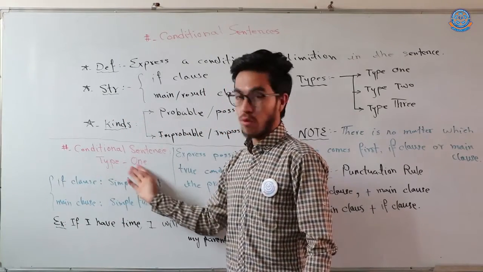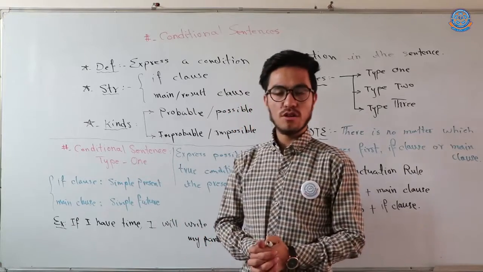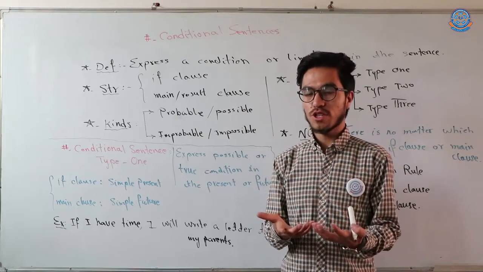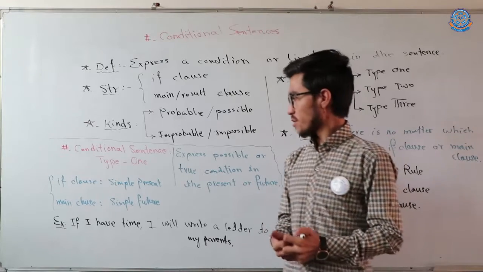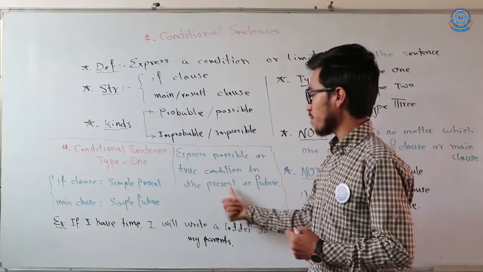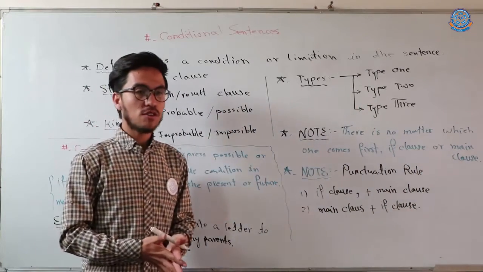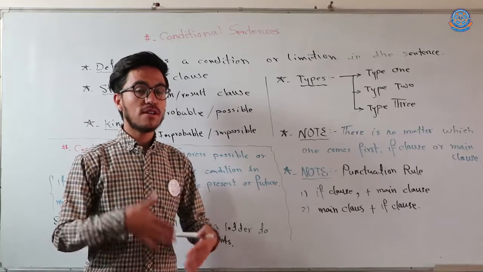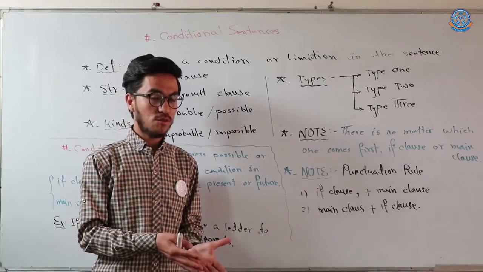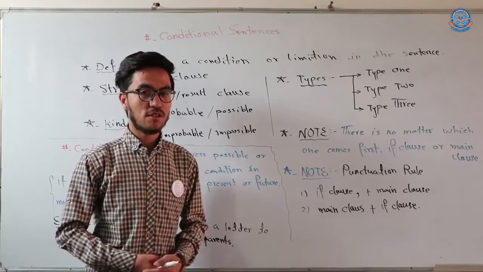conditional sentence type 1. First of all, the definition: it expresses a possible or true condition in the present or future. It means we are talking about a present condition or a future condition, an action which may or may not be done.